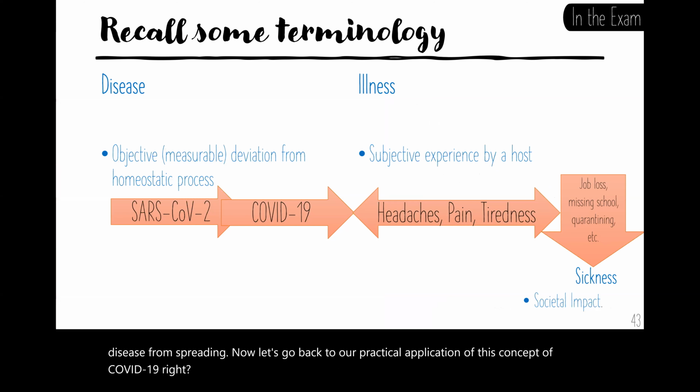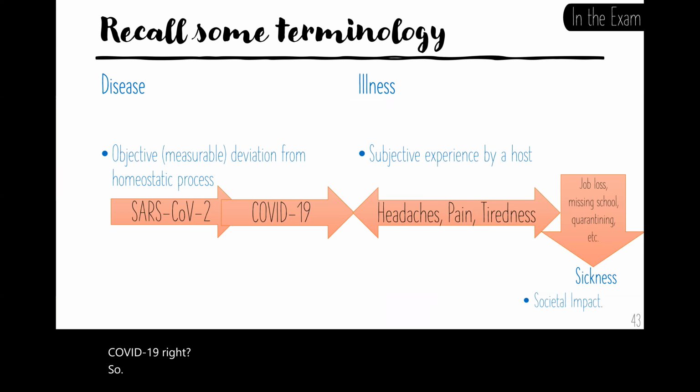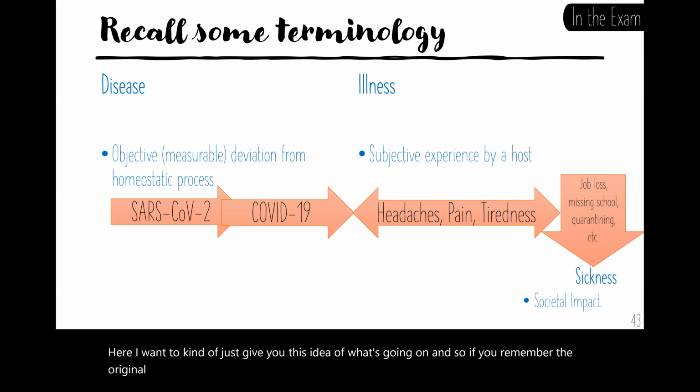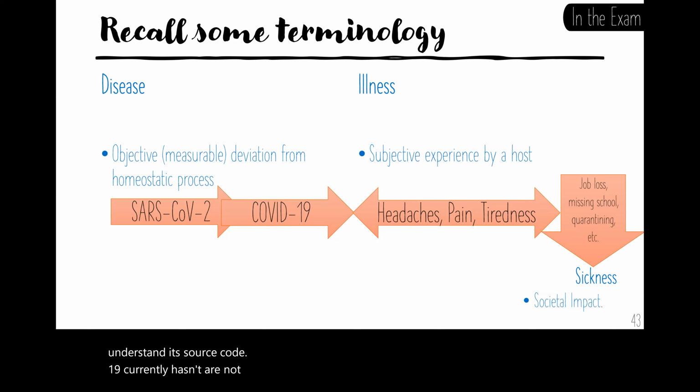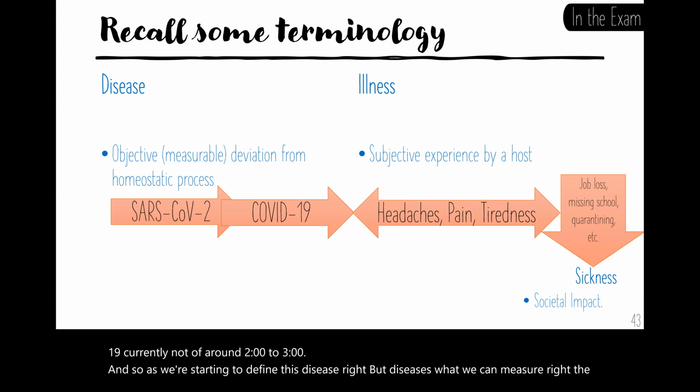So here, I want to give you this idea of what's going on. If you remember the original lecture, in several of the slides, we added a few more to cover this idea. But understand that SARS-CoV-2, which is the one that's causing COVID-19, currently has an R naught of about 2 to 3, right? And as we're starting to define this disease, the disease is what we can measure: the fever, the lungs, and so on and so forth.